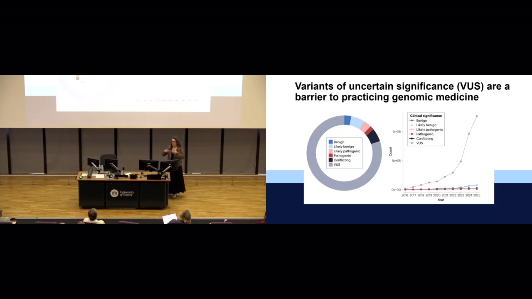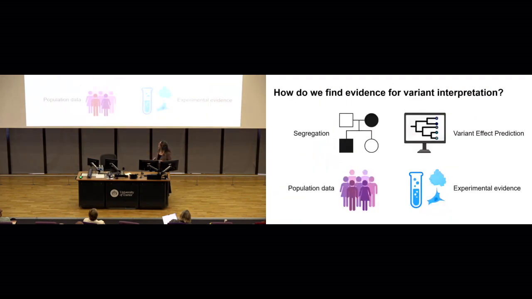This also represents, even though they're unique variants, families, people who are not receiving a precise genetic diagnosis. And so how do we find evidence for variant interpretation? The old-fashioned way would be segregation. You find these big families, you see if the variant separates, or the variant follows the disease throughout generations. I will tell you, in the American healthcare system, that is not going to happen.